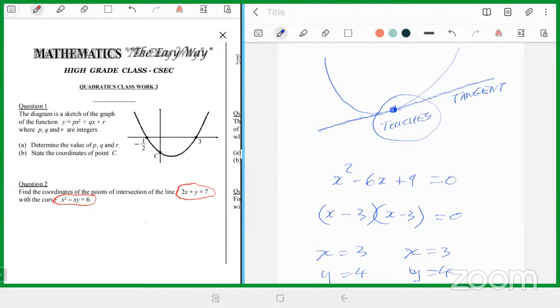All right, so if you're ever doing a question like this, and you put the line and the curve together, and you solve and you get an equation that produces equal roots, or what we call repeated roots, meaning you're getting one x value and one y value, then it means that there's only 1 point of contact. The line touches the curve at a single point only. And when that happens, that line is called a tangent.